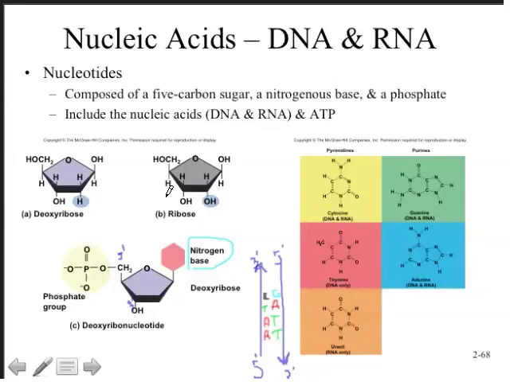In addition, we should point out that in RNA, the nitrogenous bases are uracil, cytosine, guanine, and adenine, whereas in DNA it's thymine, cytosine, guanine, and adenine. In RNA, uracil is going to pair with adenine, and guanine is going to pair with cytosine. In DNA, thymine is going to pair with adenine, and cytosine is going to pair with guanine. So that's how the information gets passed.